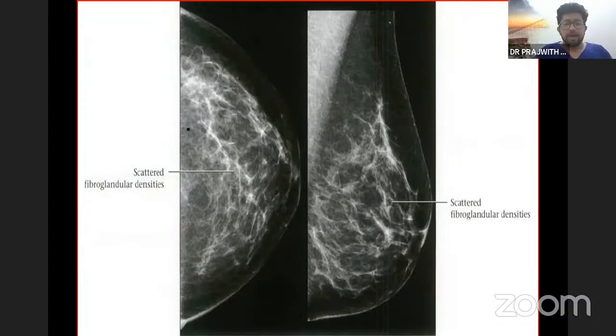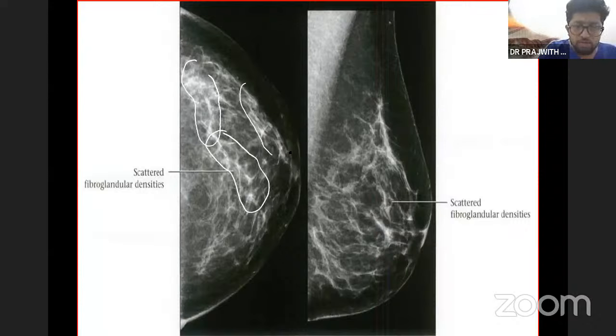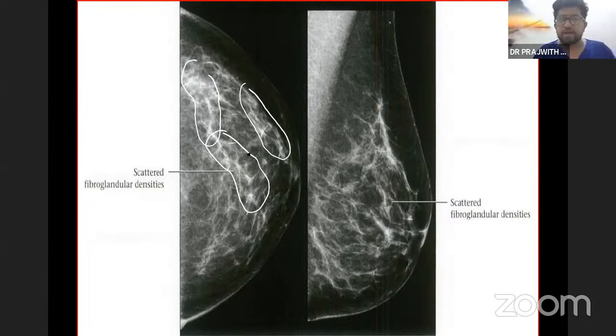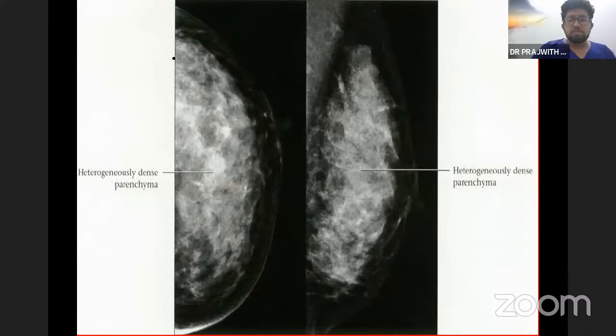Now in this one, it is slightly more. We can see this area is made up predominantly of fibroglandular tissue, and the rest of the space is still made up of fat. Here almost 25 to 50% of the breast is made up of fibroglandular tissue. That's when we call it type 2 breast composition. Now, if you see this breast, more than 50%, almost up to 75% of the breast is made up of fibroglandular tissue.